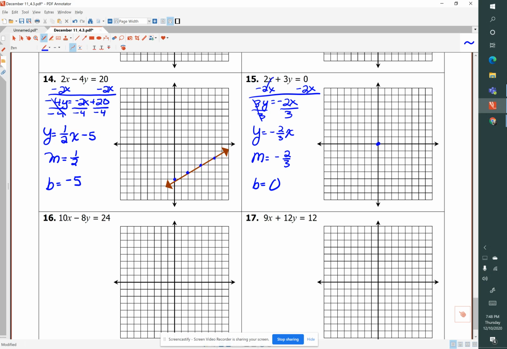And we will go down 2 and to the right 3, down 2 to the right 3, or we could go up 2 and to the left 3. Either way, we've got our negative slope of a line.